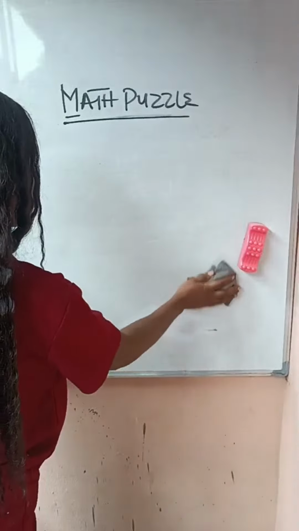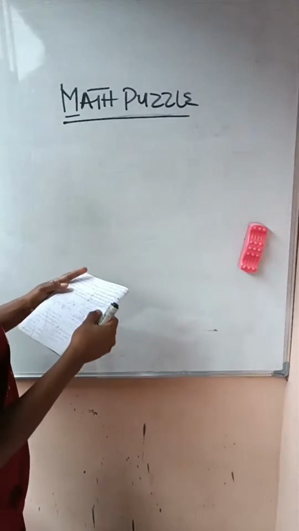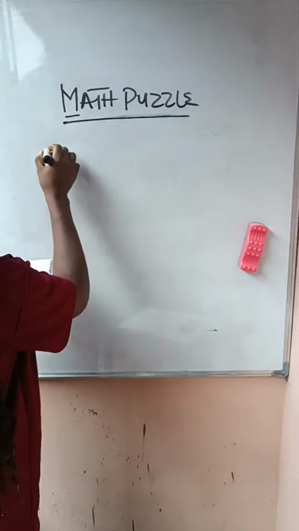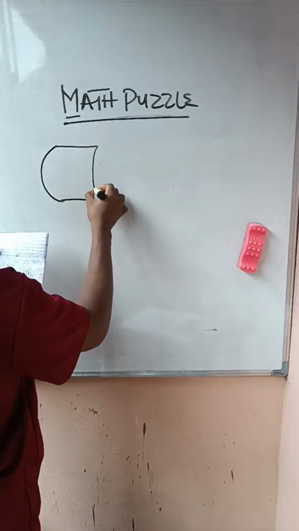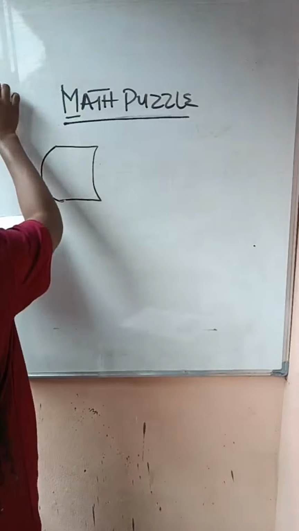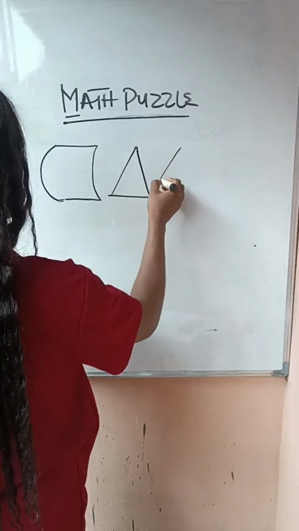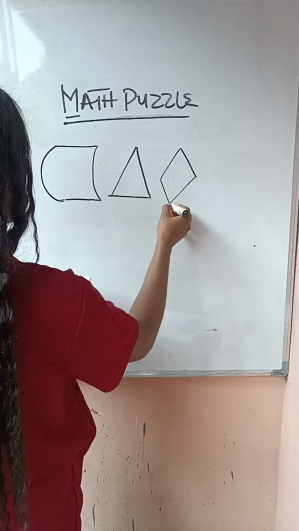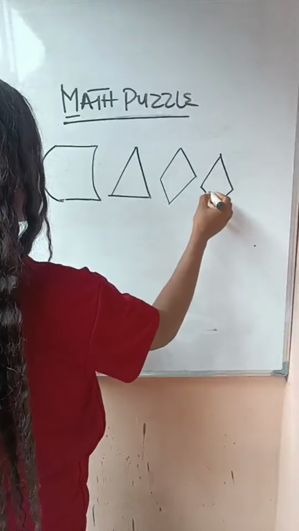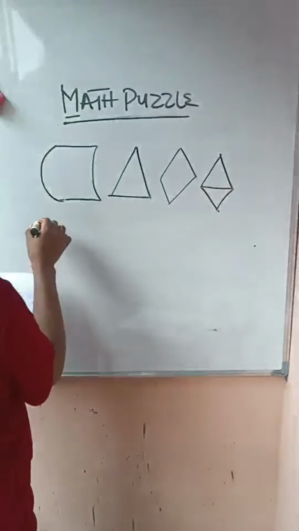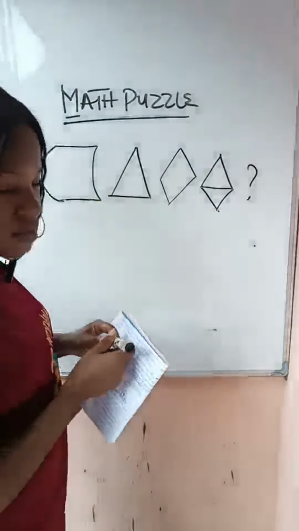Okay. Now let's go. In this question, this is pattern recognition. So we have this. This is the first pattern. This is the second pattern. This is the third pattern. This is the fourth pattern. Now, the next pattern should be what? That is the question.